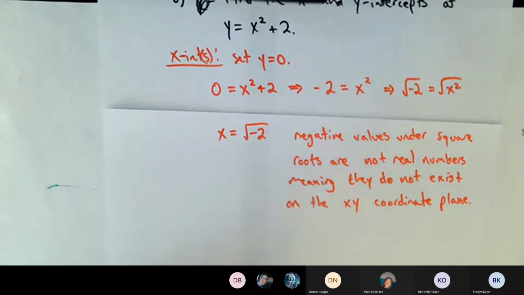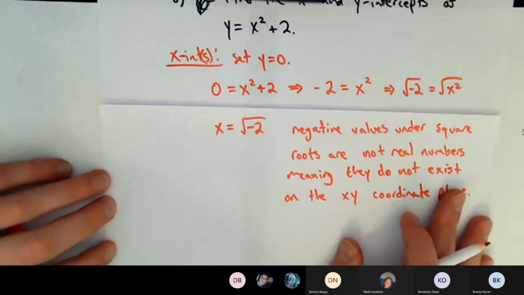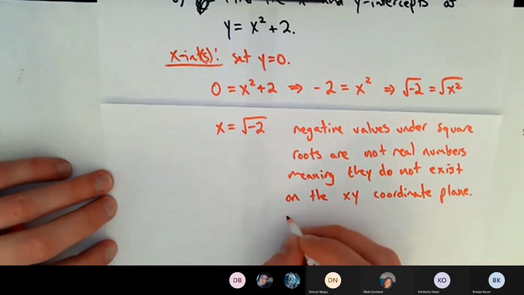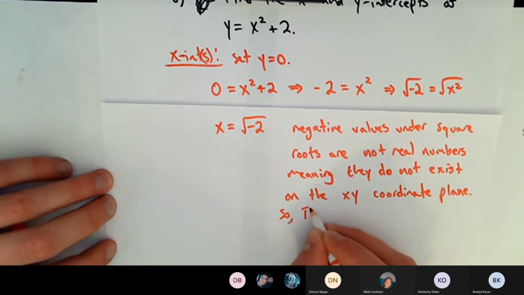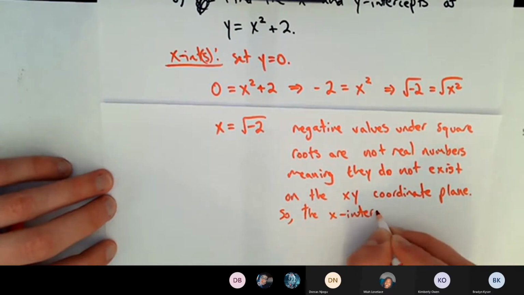That means I can't draw these x-intercepts. So the answer here is that the x-intercepts do not exist.